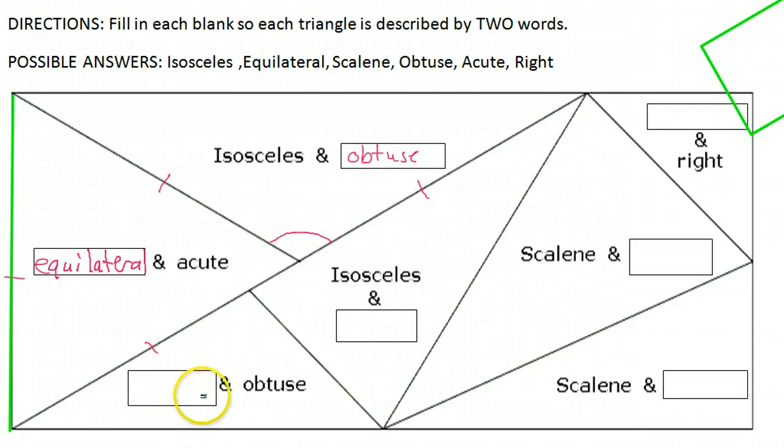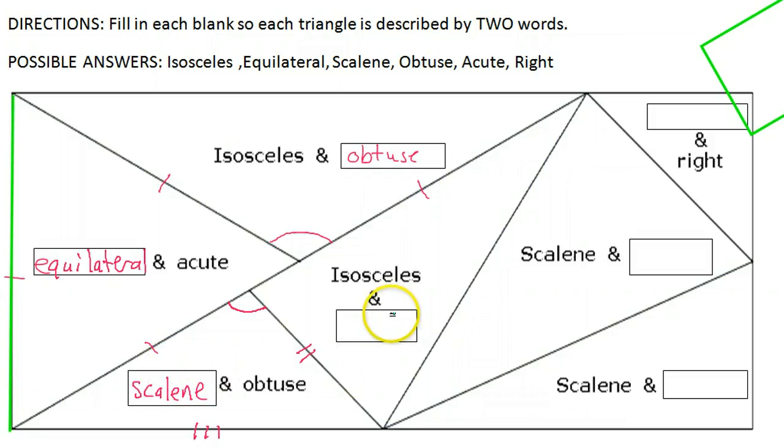Okay, and let's see what's next. How about this one down here? They're calling this obtuse, because this angle right here is greater than 90 degrees. But what else? Is it equilateral? Is it isosceles? Or is it scalene? Well, to me it seems that the three sides are all three different lengths. None of these look the same to me, so that would make this scalene.